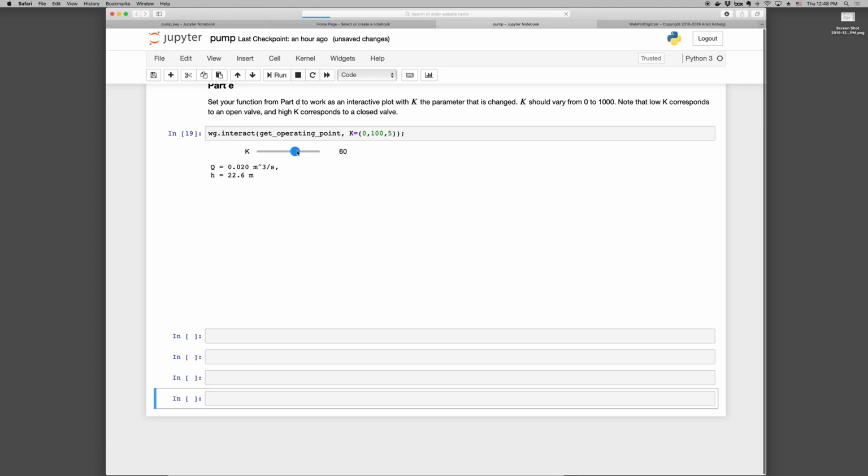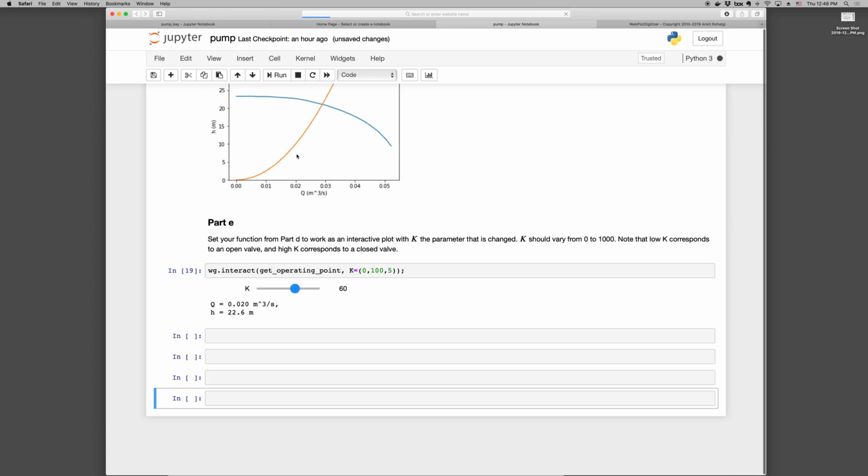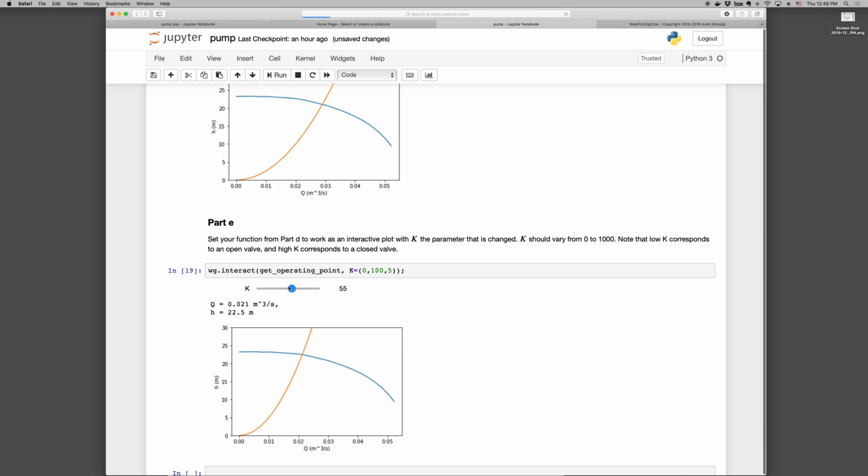As we open the valve, making k smaller, the operating line moves to the right and we get higher flow rate. And when we close the valve, closing the valve gives us a lower flow rate as we'd expect, and that operating line moves to the left.